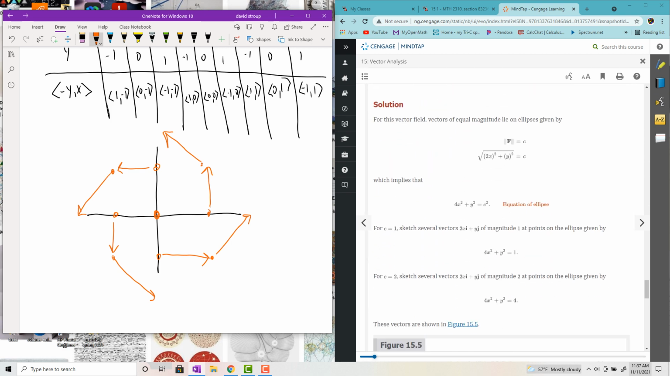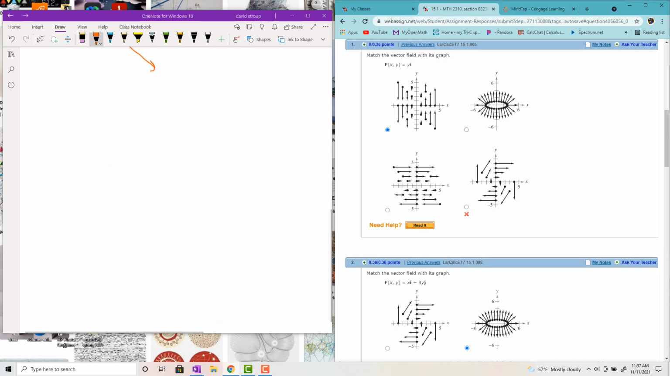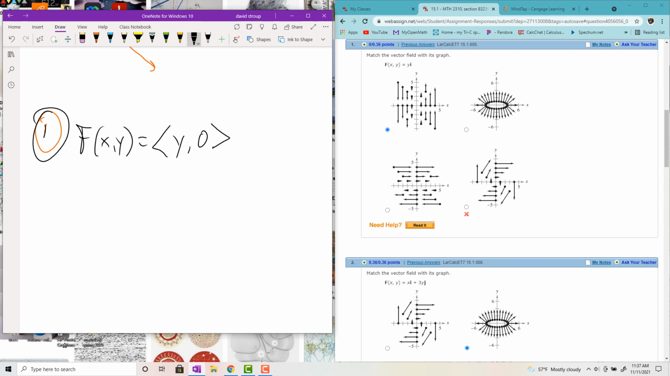In the actual homework, they'll give you multiple choices, and you just have to maybe plot one or two points. Like problem 1, which I apparently got wrong. F of x comma y equals y, 0. You could just test a couple points. You don't have to draw it. You can fiddle around and figure it out. At 0, 0, it'll be 0, 0. At any point with a y coordinate of 0, you're just going to get the 0, 0 vector.